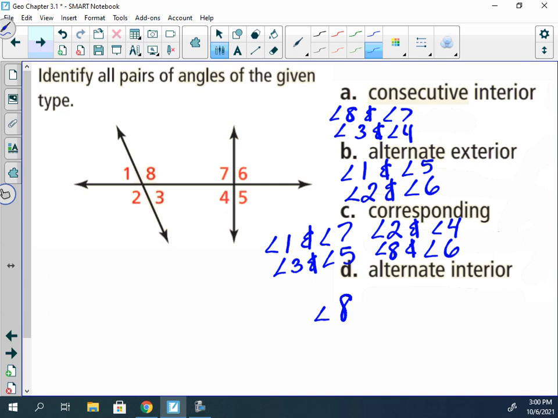And the last one, alternate interior angles, would be 2 and 7, and 4 and 5, then 3 and 6, that's it. Questions on these here?